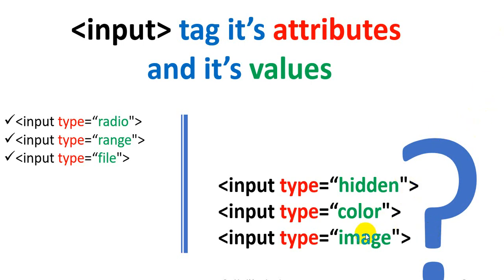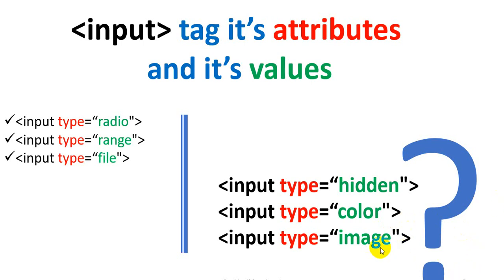After that, input type equal to image. What is input type equal to image? It is like input type equal to submit. It will create a submit button, but in the form of an image, meaning your button will show like an image. When you click on that image, it will go to the next page. Input type equal to image and input type equal to submit, both are the same.